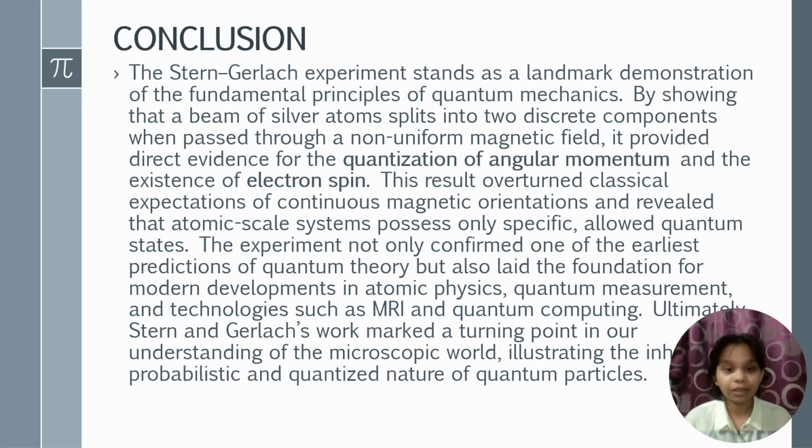So with this, we conclude this experiment. The beam of silver atoms splits into two discrete components when it is passed through a non-uniform magnetic field. This provides evidence for the quantization of angular momentum and the existence of the spin moment of the electron. This result goes against the classical expectations of physics, as the magnetic orientations reveal that the atomic scale system possesses only specific allowed quantum states.